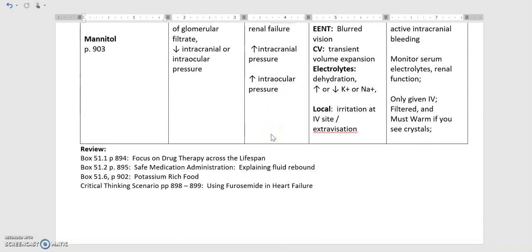There are some important sidebars in this chapter, including the focus on drug therapy across the lifespan, on safe medication, explaining fluid rebound, on potassium-rich foods. So you've got that nutrition reminder for patients who either need to eat potassium if they're on a loop or thiazide diuretic, or to avoid extra potassium if they're on a potassium-sparing diuretic. And the critical thinking scenario, which puts this all into practice, is identified as using furosemide in heart failure.